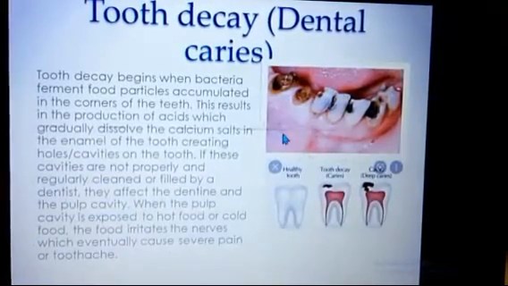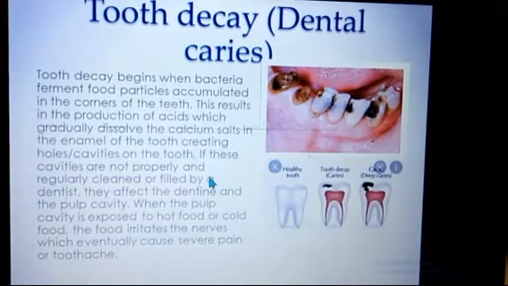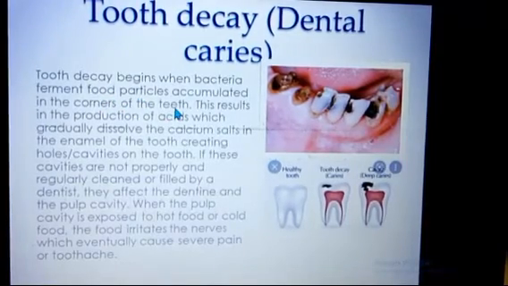So, the formation of plaque leads us to what is known as tooth decay, also known as dental caries. So you can see the tooth decayed, and this is the process of tooth decay. So let's see what it is. Now, tooth decay begins when bacteria ferment food particles accumulated in the corners of the teeth, as you can see during the formation of plaque.